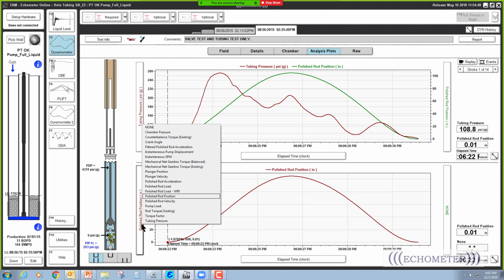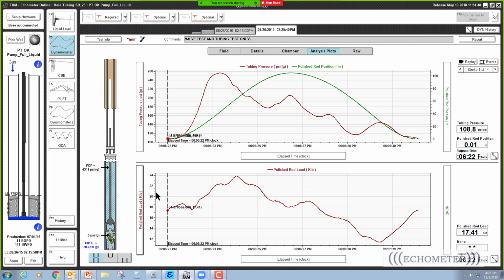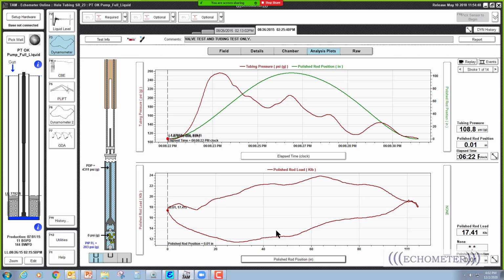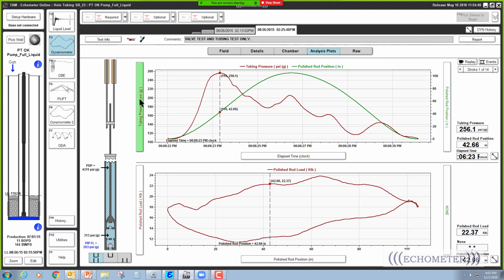You can put a surface load down here, polish rod load versus polish rod position, and that would be the surface dynamometer card. And then you can say, okay, if I run to the peak pressure, the peak pressure occurs right about there, and the polish rod's moved up to about 42 inches. You can look at the data in terms of whatever you want to plot versus whatever you want to plot. But this is a plot of tubing pressure versus polish rod position, versus the dynamometer card.